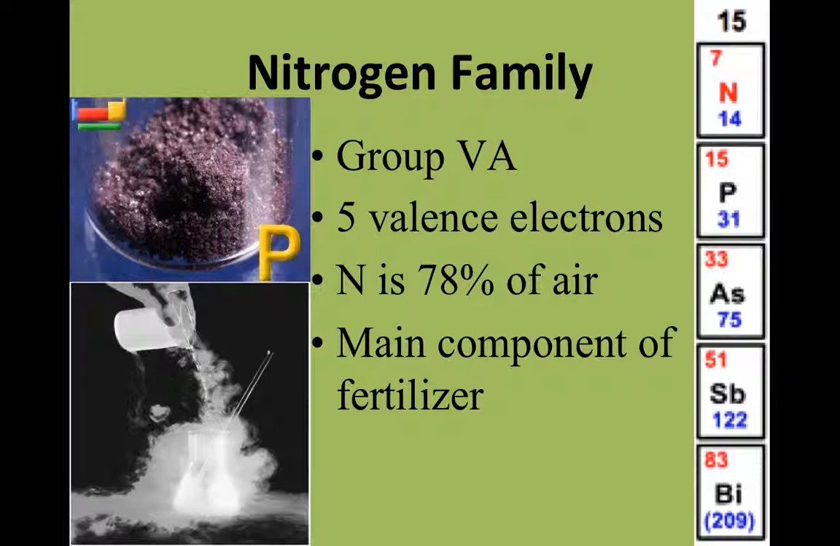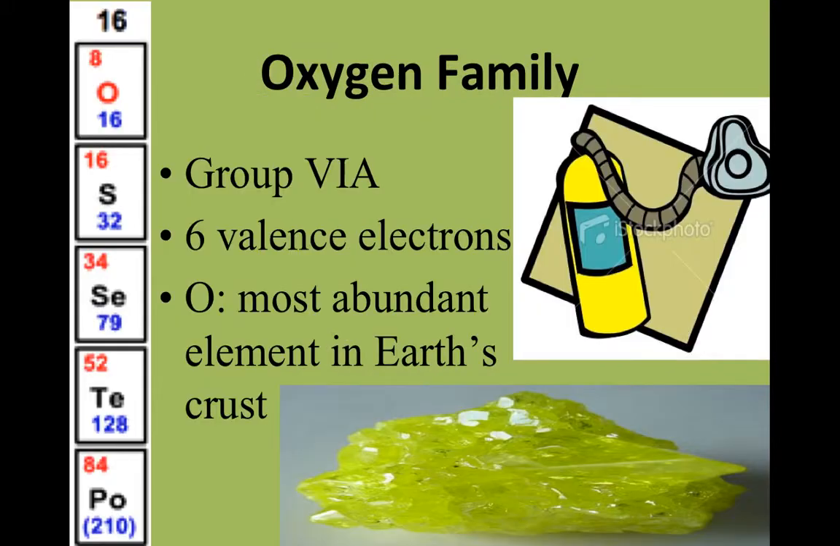Another big component that's in there, if you look also in the nitrogen family, both nitrogen and phosphorus, element 15 right there, they are the main components that are found in our common fertilizers that we have in order to add nutrients back into the soils.